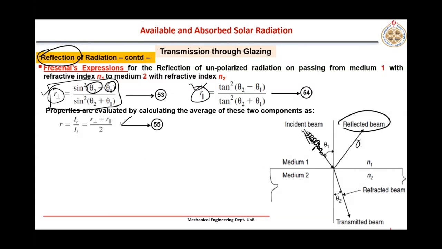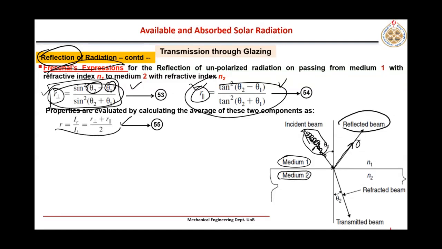This assumption is correct if the light falling, this solar radiation on a surface, is unpolarized, right? If the light is not unpolarized, meaning it is partially polarized, then this assumption is not correct. These equations, the Fresnel expressions, are valid for unpolarized light striking a surface, like solar radiation. So these are the equations to calculate the reflectance of that medium. When the radiation coming from medium 1 strikes medium 2, the part which is reflected we can calculate from here.